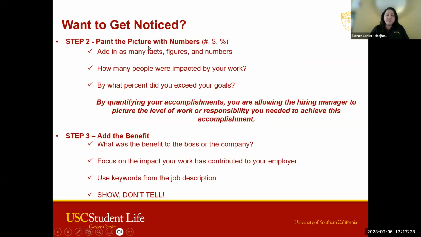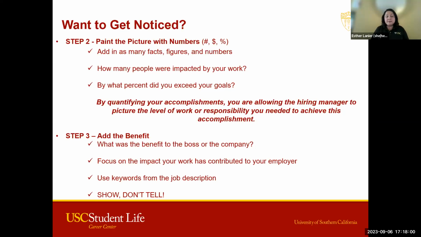Again, you want to make sure you paint the picture with numbers. As I said, quantifying is going to be your friend. And so if you have facts and figures and numbers to provide, by all means do. Because that is bringing a sense of picture to the story. And so by quantifying your accomplishments, you're allowing the hiring manager to picture the level of work or responsibility you needed to achieve the type of work you're referencing on your resume.